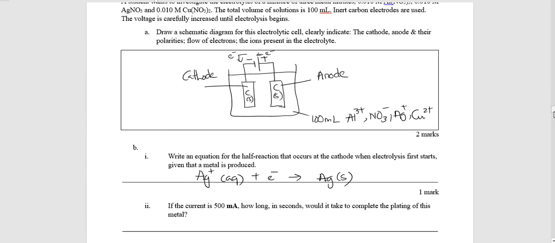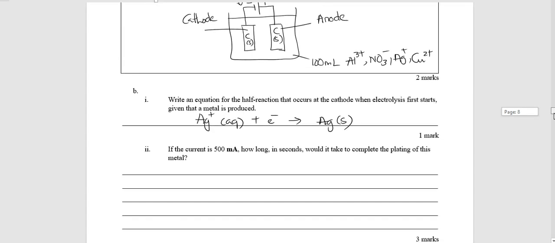If the current is 500 milliamps, how long in seconds would it take to complete the plating of this metal? All right, first hurdle, which was in bold, let's not forget, is to convert milliamps to amps. Okay, we need to work out the time in seconds, so that's our unknown.